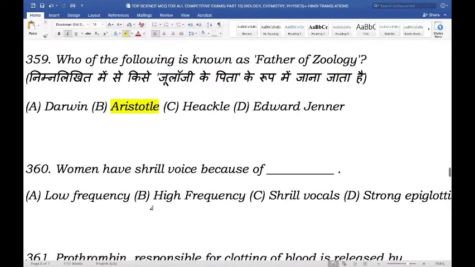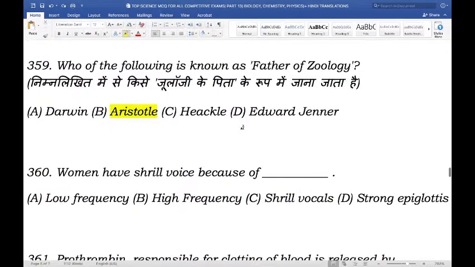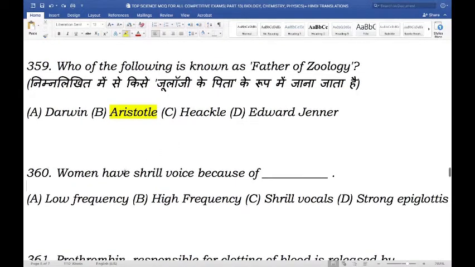Next question. Women have shrill voice because of. So why do women have shrill voice? Is it because of low frequency, high frequency, shrill vocals, or strong epiglottis? So women have shrill voice because of high frequency. Women have shorter vocal cords which vibrate more quickly and produce a higher pitch, while in men, the longer vocal cords vibrate with low frequency, giving them a deeper voice. Thus, women have high-pitched or shriller voice as compared to men.